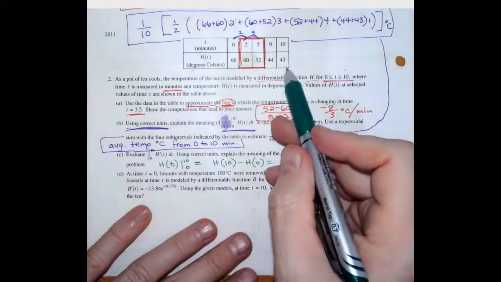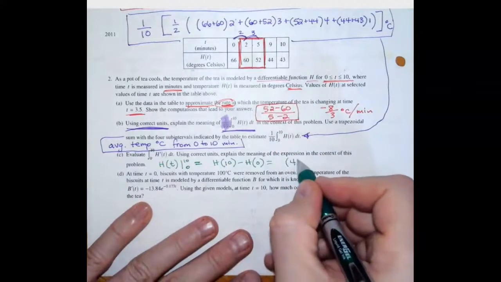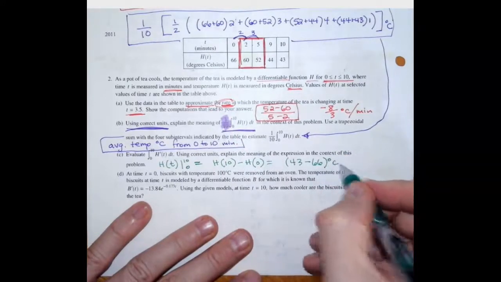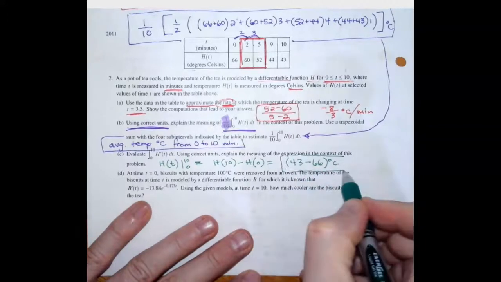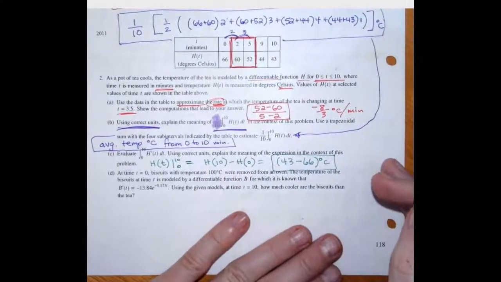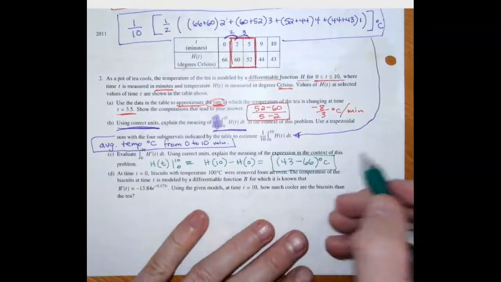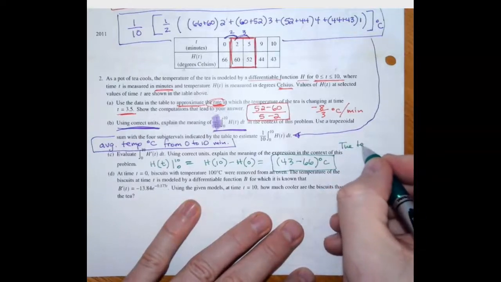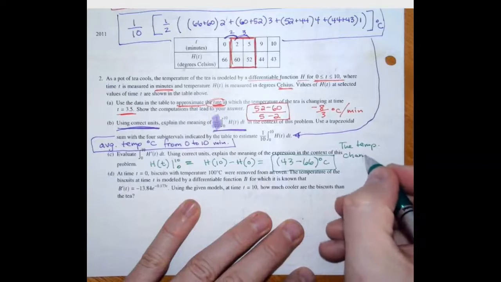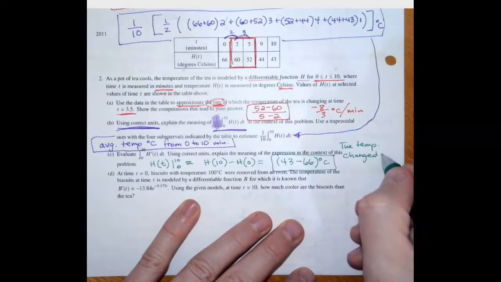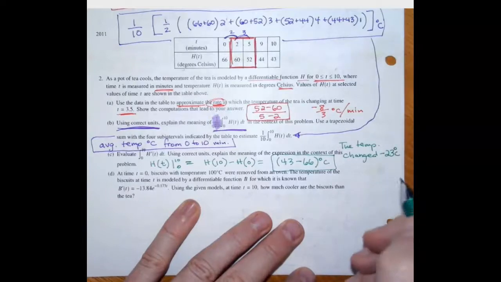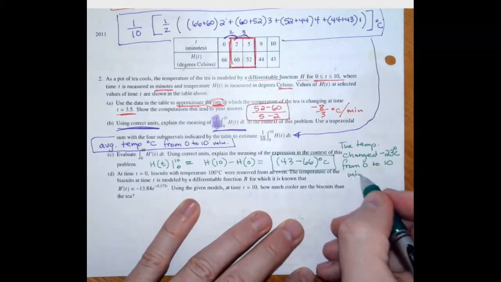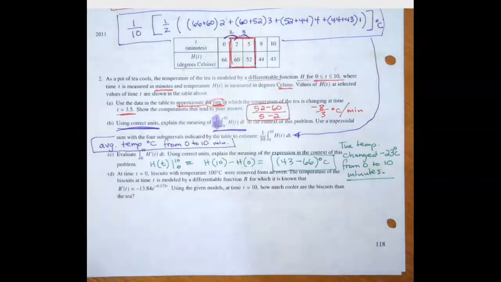So h of 10 from the chart there is 43, and h of 0 is 66 degrees Celsius. You don't have to do that arithmetic, and you shouldn't, because it wastes time and you risk making a mistake. And then it said, using the correct units, explain that. So the temperature changed negative 23 degrees Celsius from 0 to 10 minutes. So that's your explanation for that.